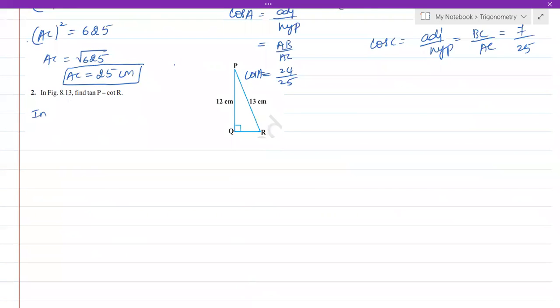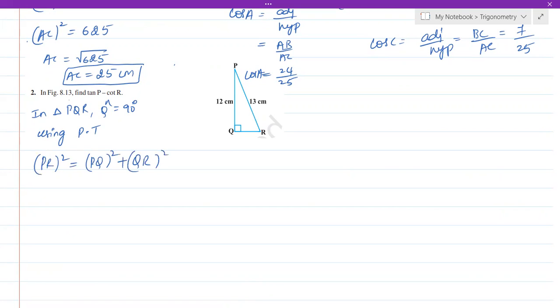So in triangle PQR, as you know, angle Q is 90 degrees. Therefore, using Pythagoras theorem, we get PR square is equal to PQ square plus QR square. So PR is 13. 13 square is equal to PQ is 12 square, QR we have to find. 13 square is 169, 12 square is 144 plus QR square.